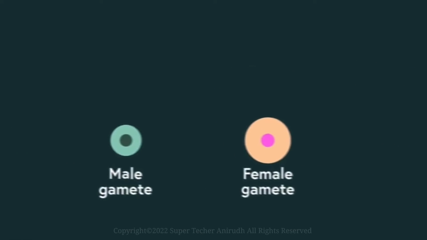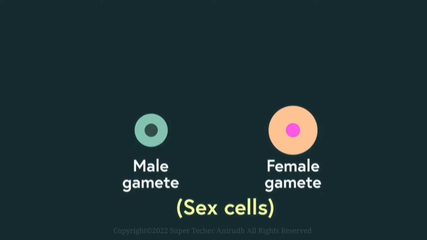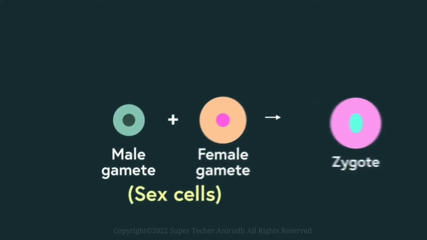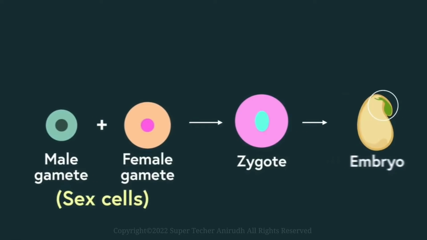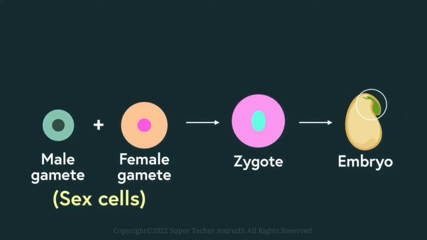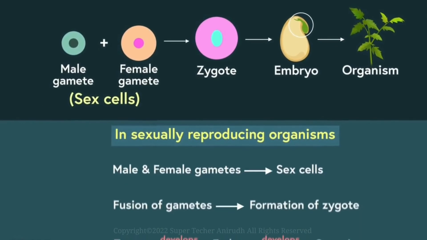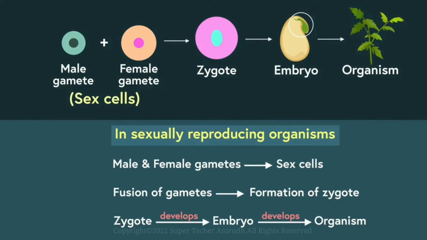So gametes are the special cells called sex cells present in organisms that participate in sexual reproduction. Fusion of the two gametes, one from a male and the other from a female, will give rise to a zygote which will further develop into an embryo. This embryo grows and develops into a baby organism. These were a few terms that we had to know.